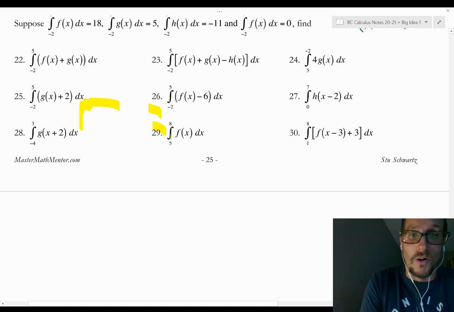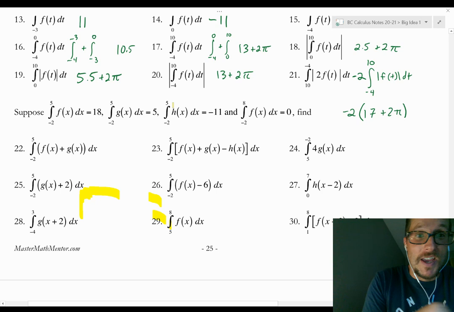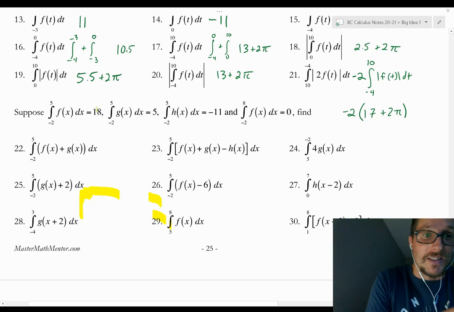Something. I don't know what the heck was happening with my screen. Here is the information that is given to us.